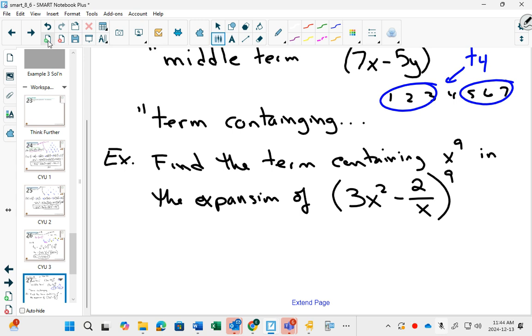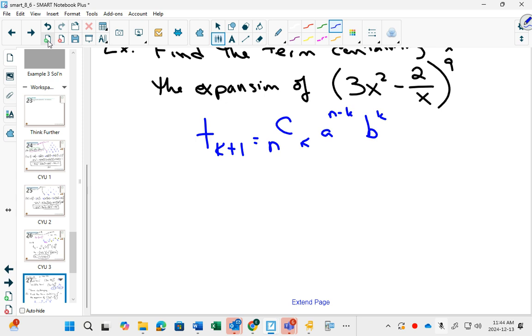Okay, so what we do is we look at the formula. Here's our formula, I'll write it out. T sub k plus 1 is n choose k, a to the n minus k, b to the k. And the problem is, we don't know, here I'll even write it out. We don't know which term it is. We don't know what k is.